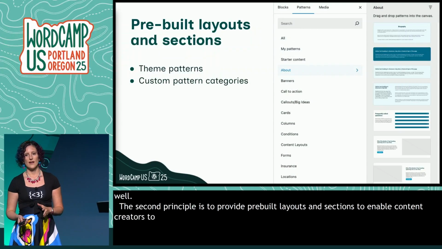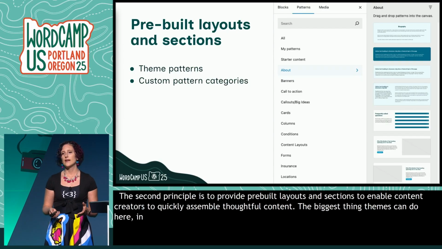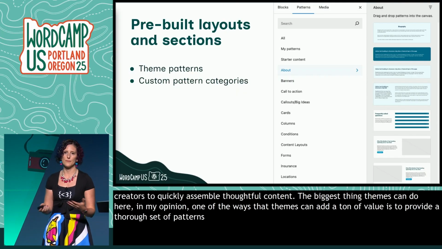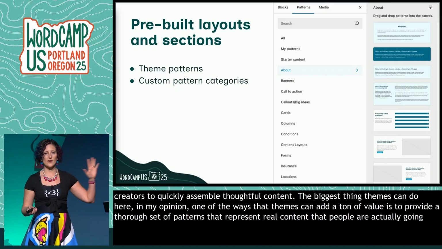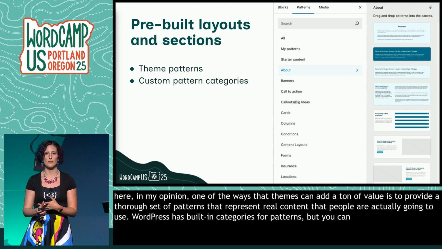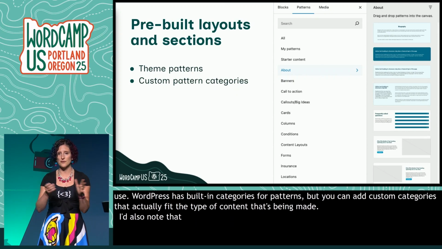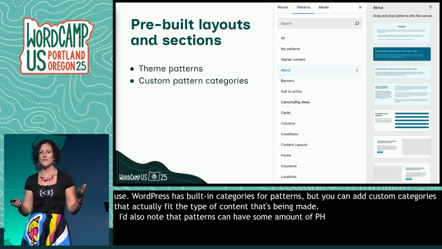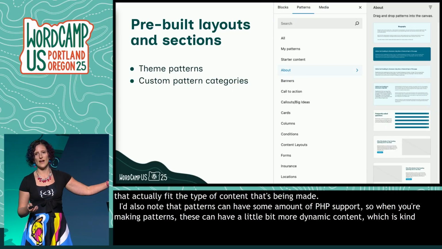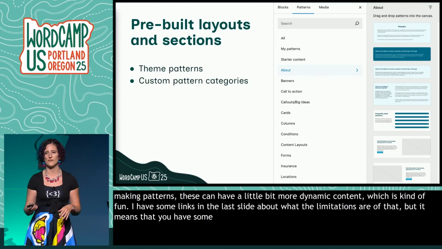The biggest thing themes can do here, and in my opinion, one of the ways that themes can add a ton of value, is to provide a thorough selection of patterns that represent real content that people are actually going to use. WordPress has built-in categories for patterns, but you can add custom categories that actually fit the type of content that's being made. And also a note that patterns can have some amount of PHP support, so when you're making patterns, these can have a little bit more dynamic content, which is kind of fun. I have some links in the last slide about what the limitations of that are, but it means that you have some fun options in terms of the things that you can provide.